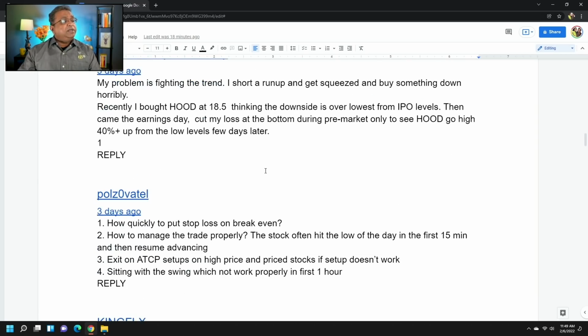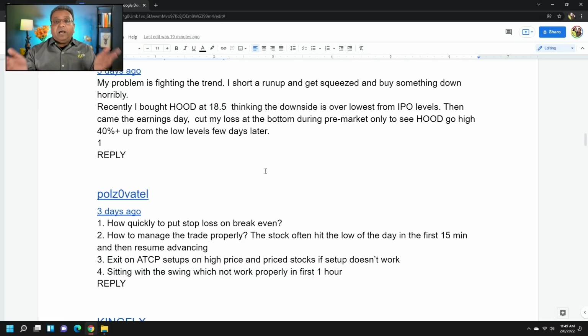My problem is fighting the trend. I short a run up and get squeezed and buy something down horribly. Recently I bought Hood at 18, thinking downside is over, lowest from IPO level. Then came the earnings day, I cut my losses at the bottom during pre-market, only to see Hood go up 40% from the low level a few days later.